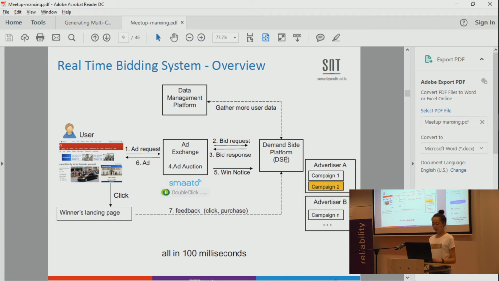The demand-side platform will set a bid and send it back to the ad exchange. Upon receiving all the bids, the ad exchange will select the owner with the highest bid and show the advertisement from the winner to the user. Once the user clicks on the ad, they are redirected to the winner's landing page. On that page, maybe the user will purchase something or subscribe to a certain type of service. This behavior is sent back to the DSP as feedback, and later the DSP can use this feedback to adjust their bidding functions. Everything I've just described should happen within 100 milliseconds.